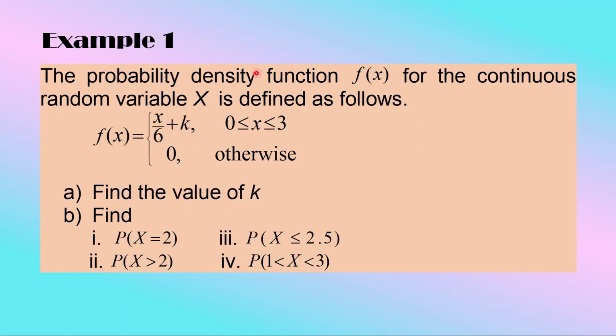Okay, now we are going to discuss example 1. The probability density function, or f(x), for the continuous random variable x is defined as follows. Find the value of k and find the probability of random variable x as given.